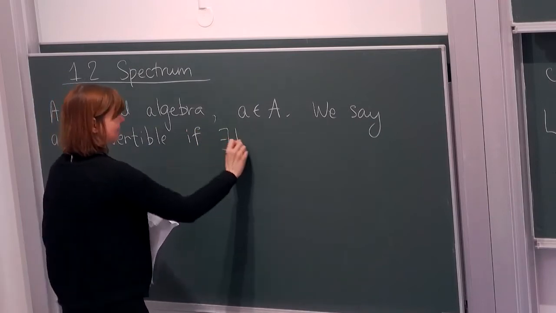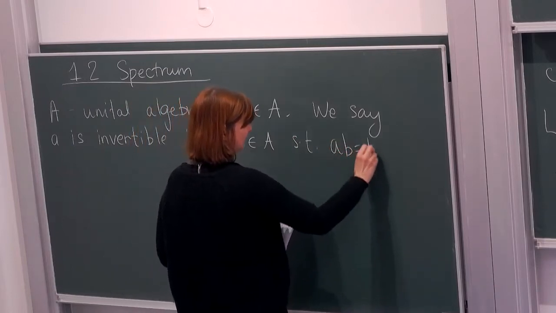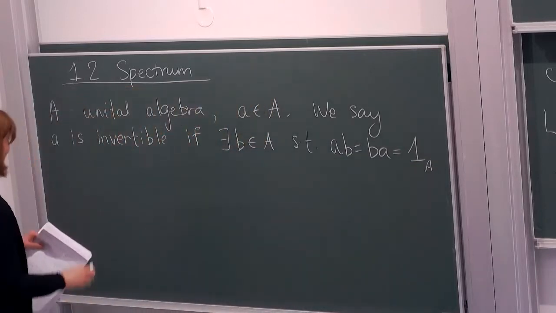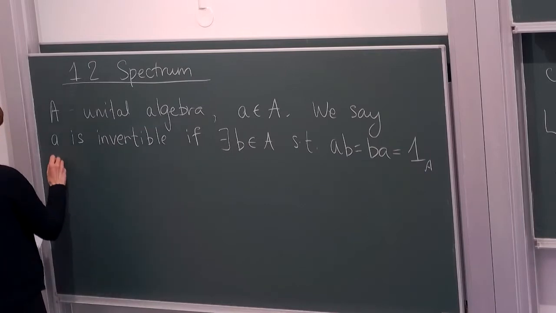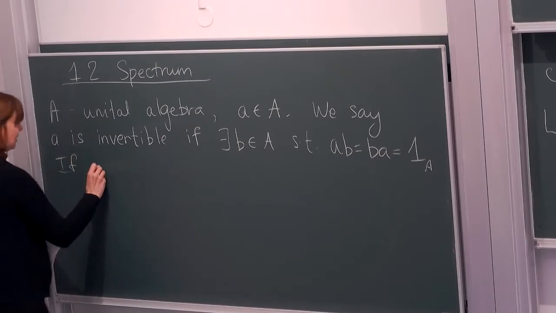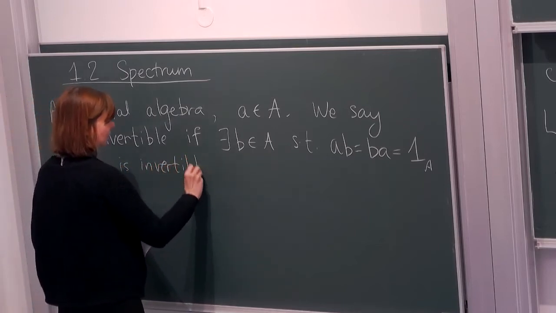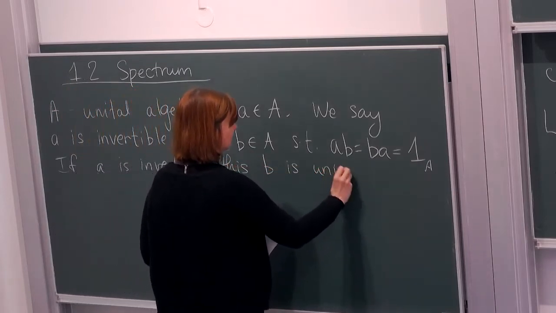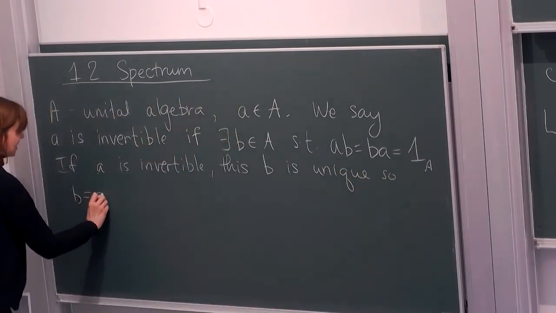If there exists some B in A such that AB equals BA equals a unit, then A is invertible. That's not such a surprising definition. And since B, you can check, is going to be unique, we denote it by A inverse.